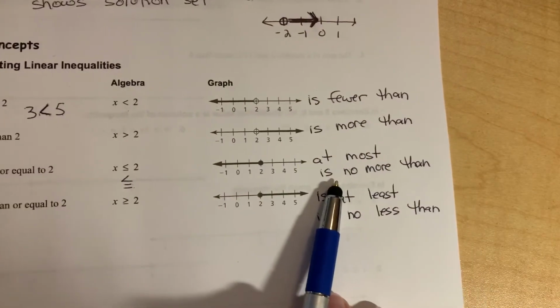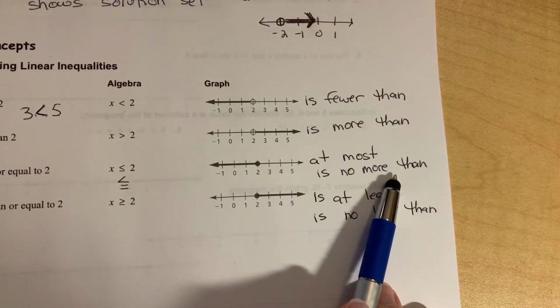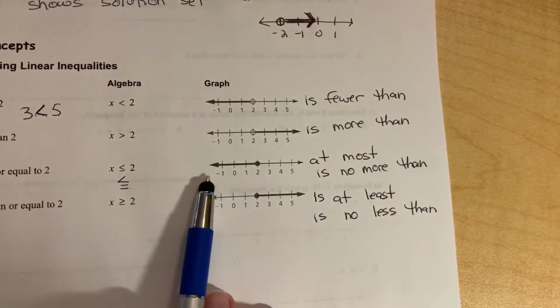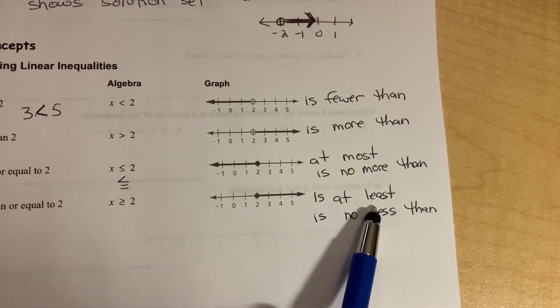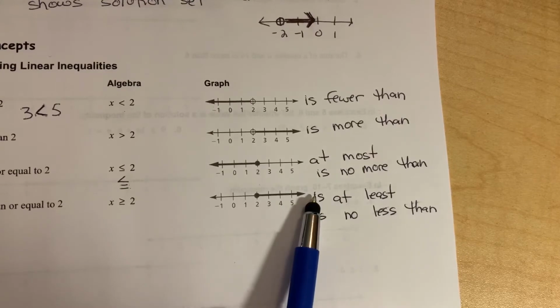So for is no more than, I think in my head, oh, it can't be bigger than, so it's got to be less than. Is at least, that means that number is the smallest it can be, but it could be larger.